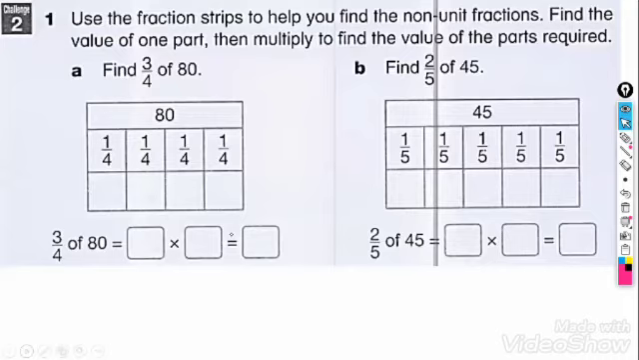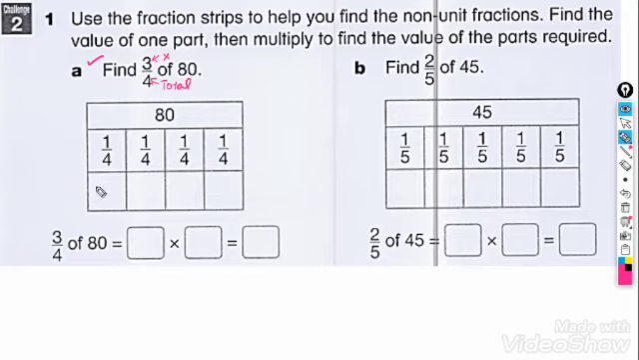This one: use the fraction strips to help you find the non-unit fractions. Find the value of one part, then multiply to find the value of the parts required. Now in this one, you have to find 3 upon 4 of 80. This "of" means multiply. I have told you 3 is the parts and 4 is the total. In a fraction, 3 are the parts, either shaded or required, and 4 are the total parts in a whole which has been divided into fractions.